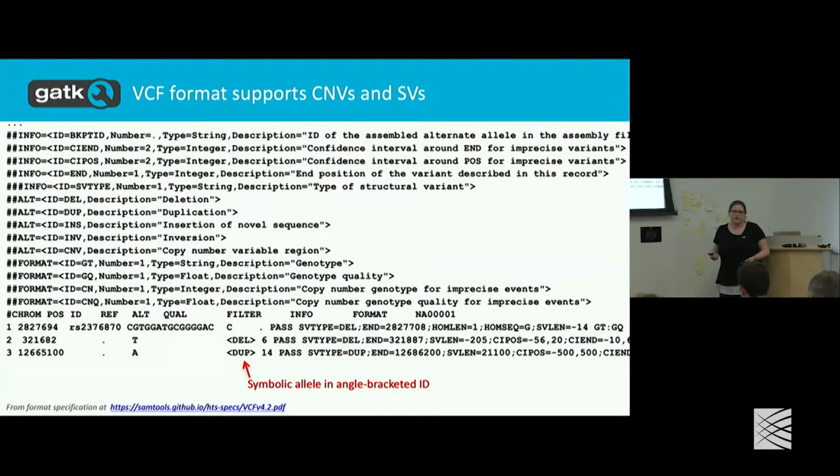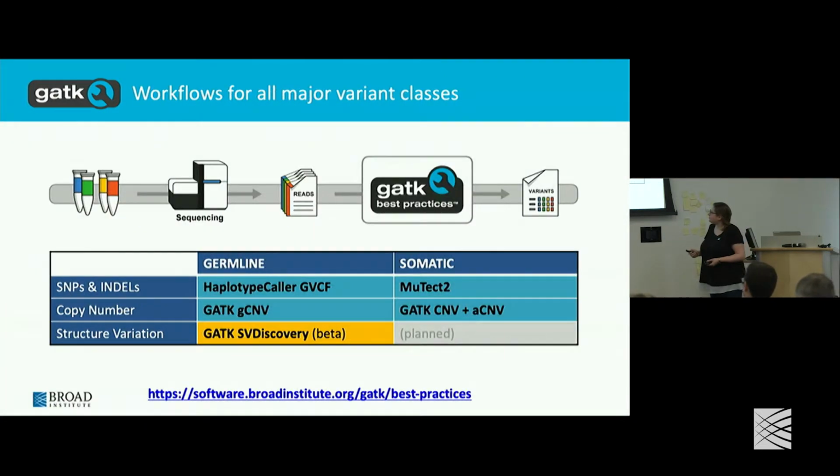But we are able to store these calls and the breakpoints in the VCF. So we'll quickly go over the high-level ideas of all of these different pipelines. There are different pipelines for every kind of variant that we've talked about. For example, for germline SNPs and indels, we're going to use the haplotype caller pipeline. For somatic SNPs and indels, we'll use MuTect2.